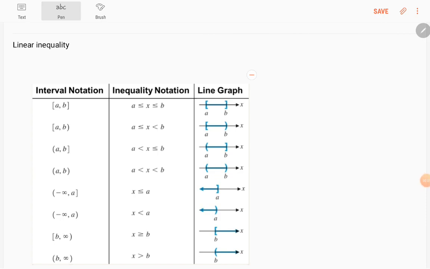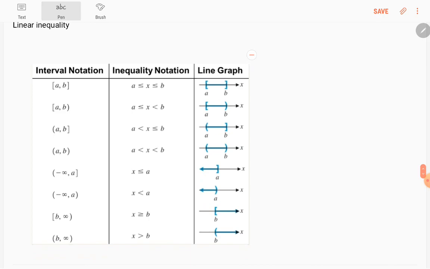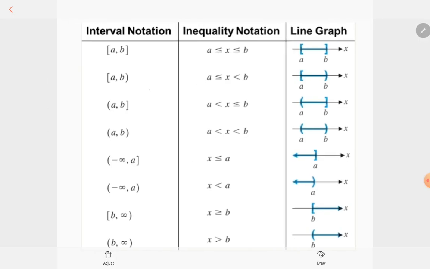Now we want to talk about the linear inequality. Before we talk about linear inequalities, I want to introduce the interval notations for inequalities. So here, if we have x is greater than or equal to a and less than or equal to b, then we can write this one as [a, b].